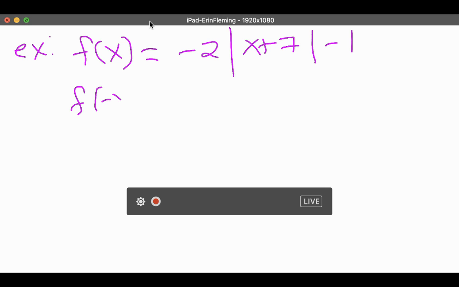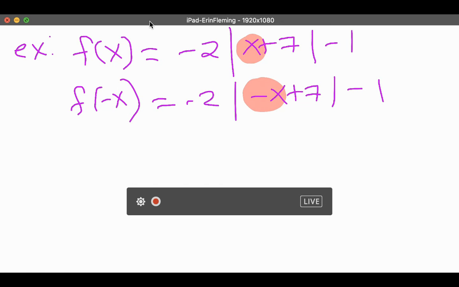So in this case, we get f of negative x is equal to negative 2 times the absolute value of negative x plus 7, minus 1. Now, you may not be able to look at this and say, oh, those aren't the same, because we have this variable in here. And if we're being confused by that, what I want you to try, instead of using f of x and f of negative x, is try f of 2 and f of negative 2, or 1 and negative 1, just any 2 numbers that would be opposites.